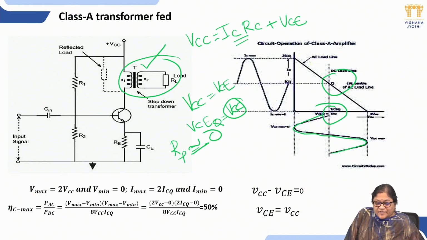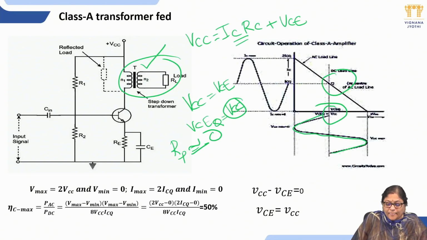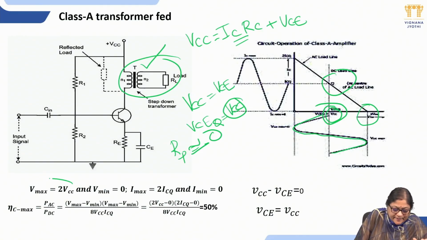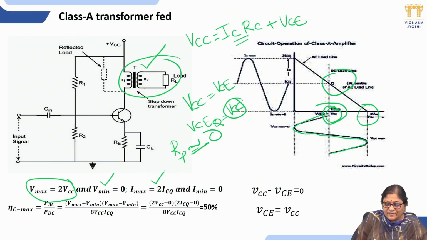How are these going to be changed? Based on the load line. So here you can see from the VCC, it is having a maximum excursion up to the cutoff point. So from VCC to another VCC, this maximum point becomes, V max becomes 2 VCC. And V minimum as usual is 0. I maximum is 2 ICQ, same as the previous one, and I minimum is 0.